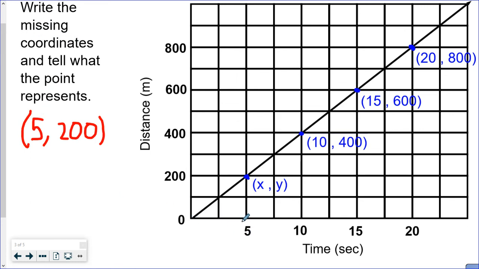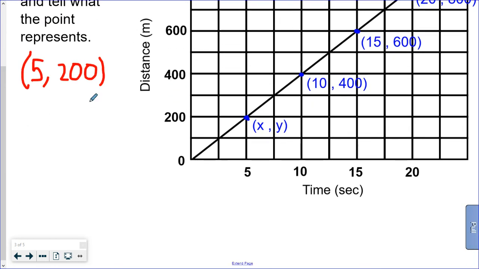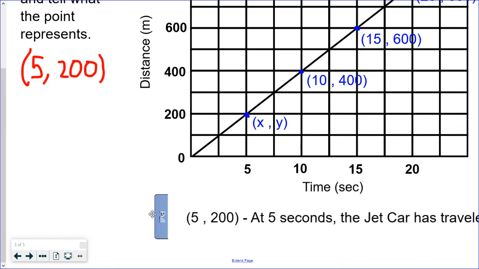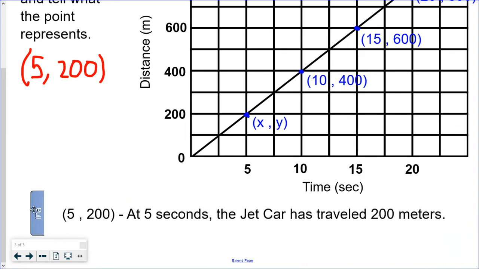So x is going to be 5, y is going to be 200. But then it also tells you, what does that point represent? Okay, so after going 5 seconds, the jet car is going to travel 200 meters. And so over here, I'm going to pull that over here, and I have that written down. So this would be a good thing to put on your paper. So the ordered pair is going to be 5, 200.